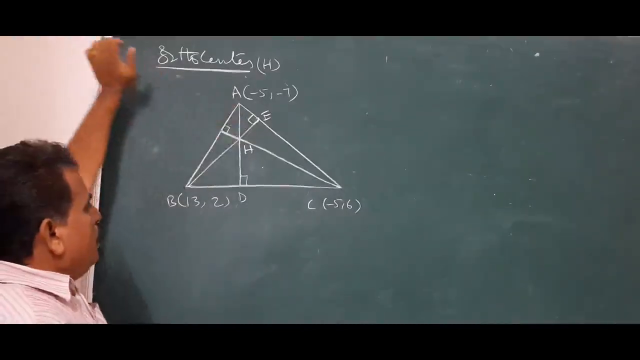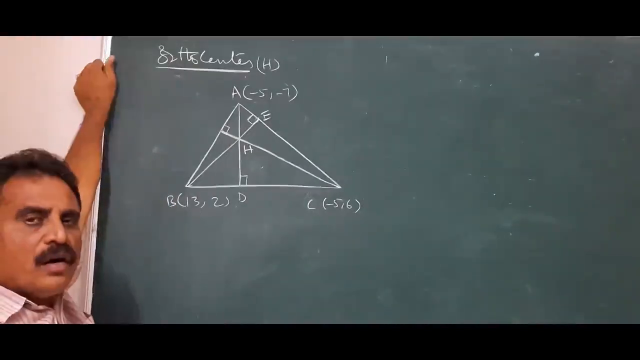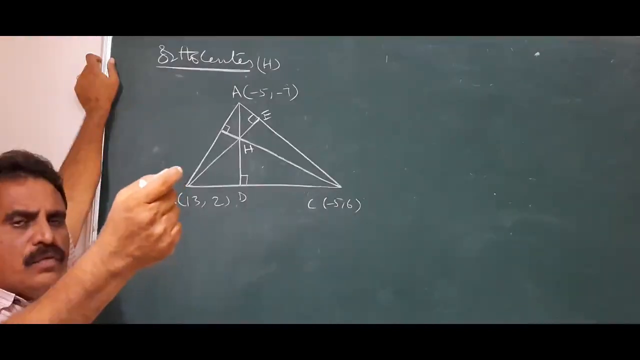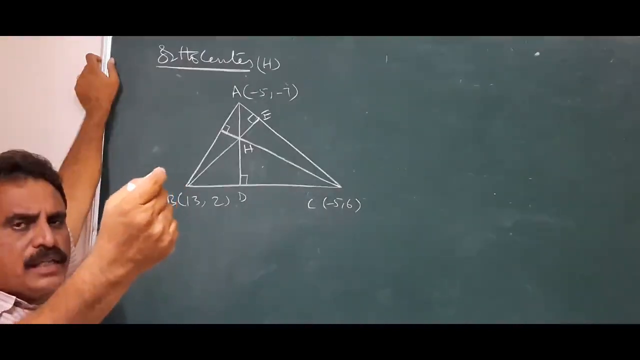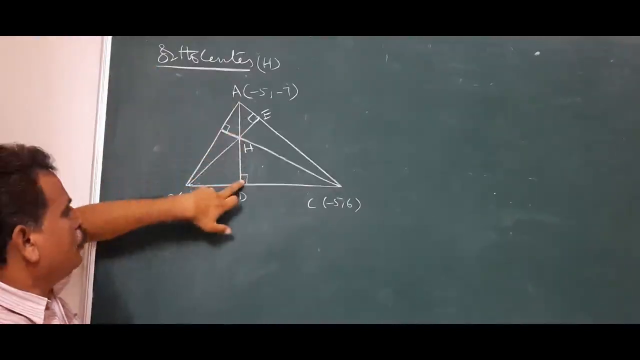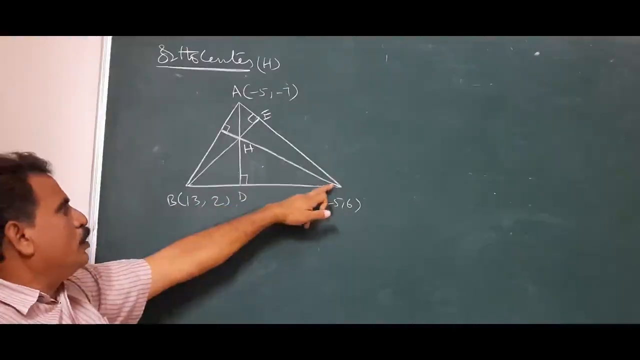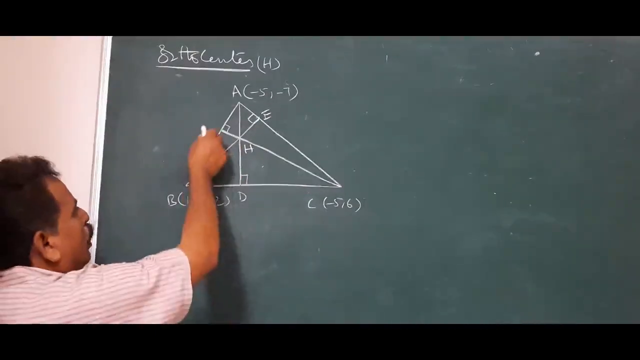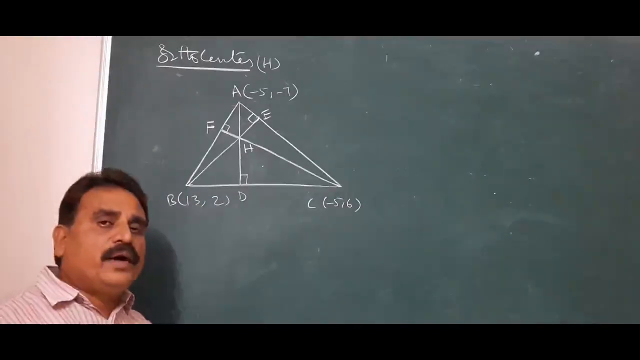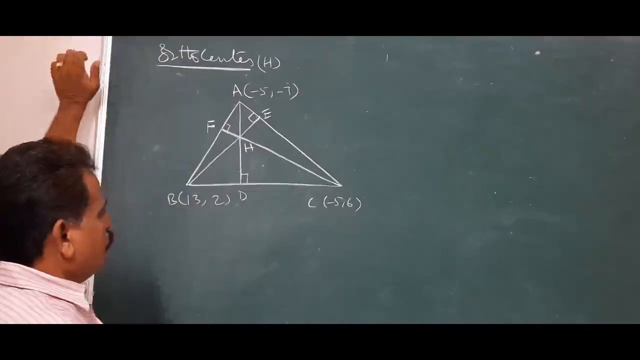If AD is an altitude, the orthocenter is the point of intersection of altitudes. Altitude means the line drawn from a vertex to the opposite side perpendicularly. This is altitude. This is altitude. AD is one altitude. BE is the second altitude. CF is the third altitude. These 3 lines intersect at one point. That point is the orthocenter. Now here, equation of AD.